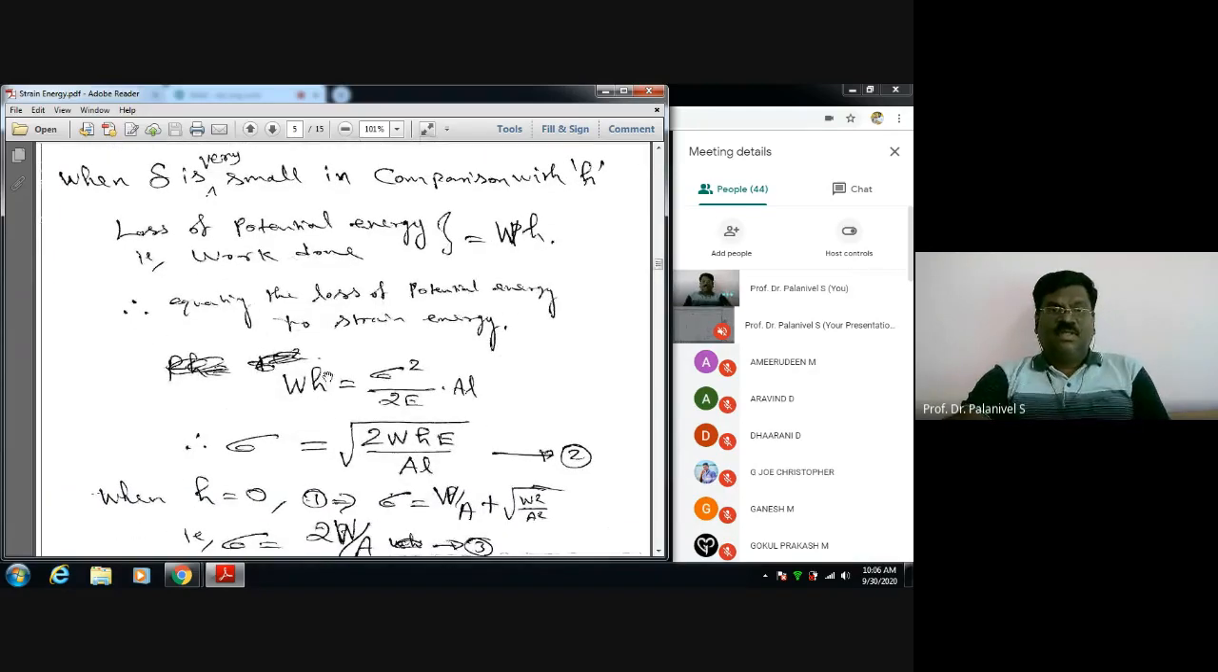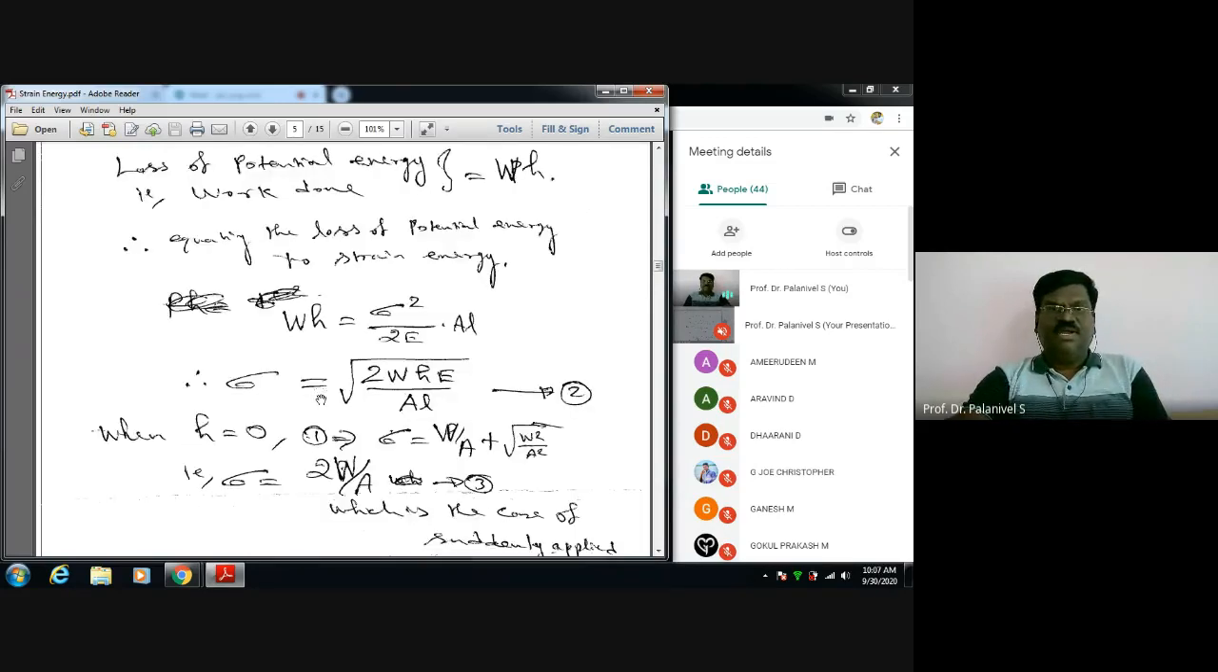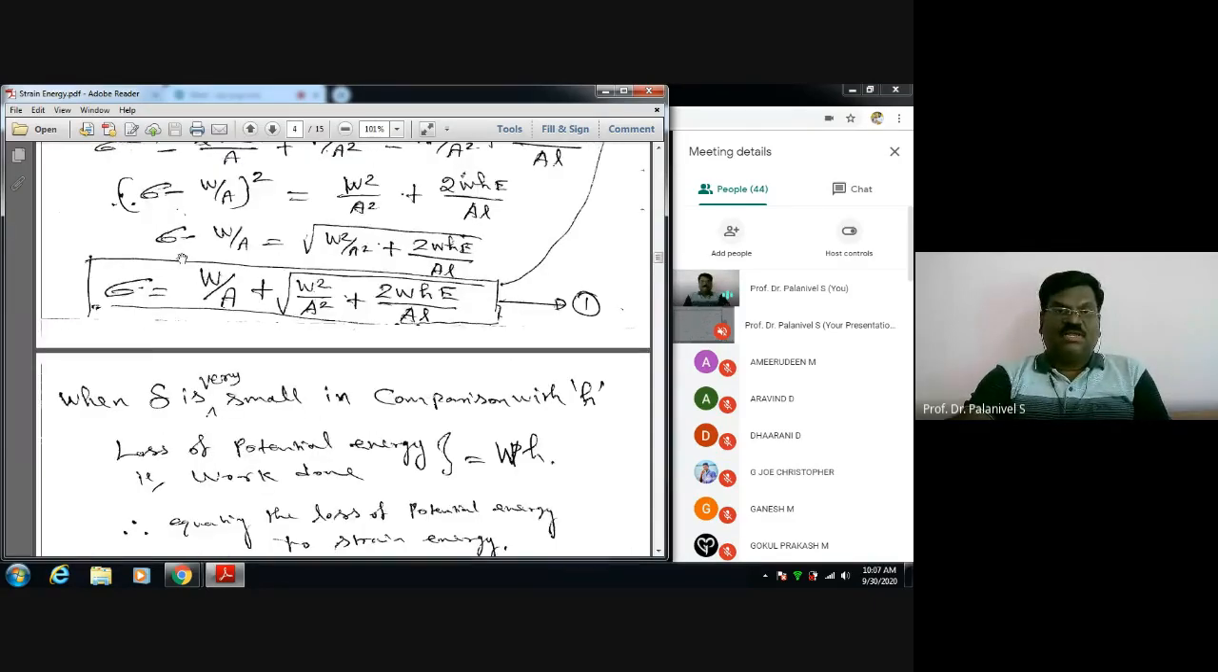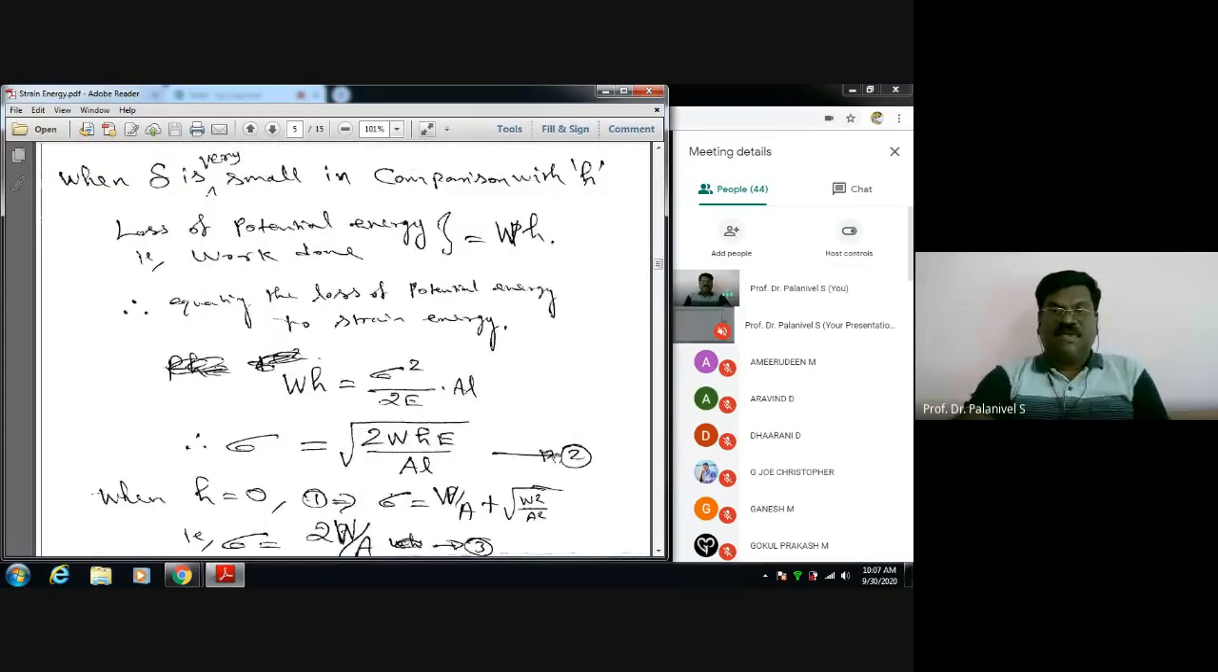How? This is sigma square by 2E into AL, the total strain energy stored, which is equal to the work done, W into H. We are neglecting del, so instead of writing H plus del, we write only W into H. Now easily you can get it. Therefore sigma equals root of 2WHE by AL, equation 2. This equation also you can use to determine stress induced in the bar when it is subjected to external loading. Please remember, equation 1 is the actual, very accurate expression. Equation 2 is the approximate expression for determining stress induced.